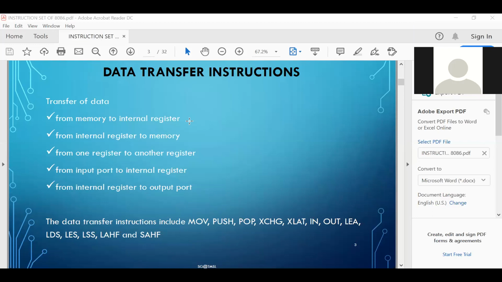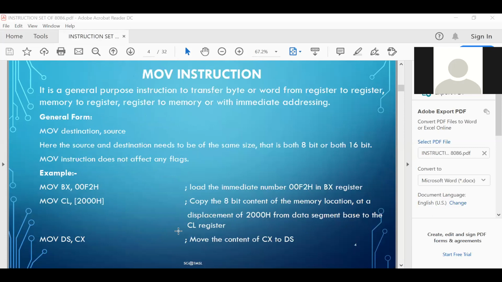Okay. Now there are several types of data transfer instructions available, like move, push, pop, exchange, translate, in, out, load effective address, load the segment address, and all of this. So these type of instructions are available. Now I will discuss the major instructions among these data transfer instructions. The first instruction under this category is the move instruction.